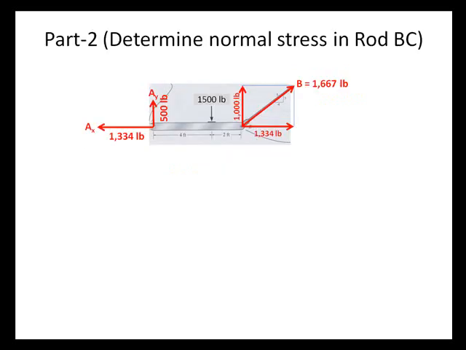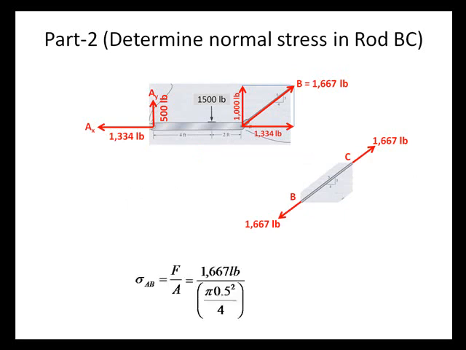Okay. Well, the normal stress is the force in the rod divided by its area. It's just an axial load. The force is 1,667 pounds. The area, notice for area, I'm using pi d squared over 4. That's the way engineers do it. A mathematician would use pi r squared.